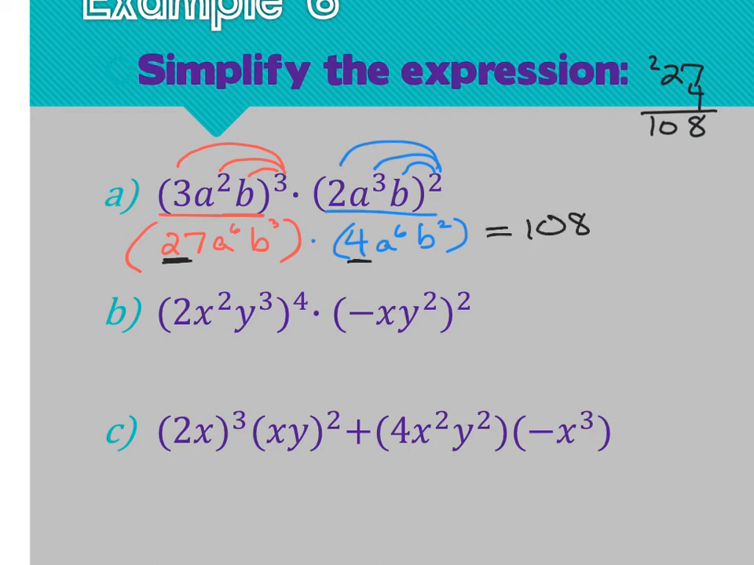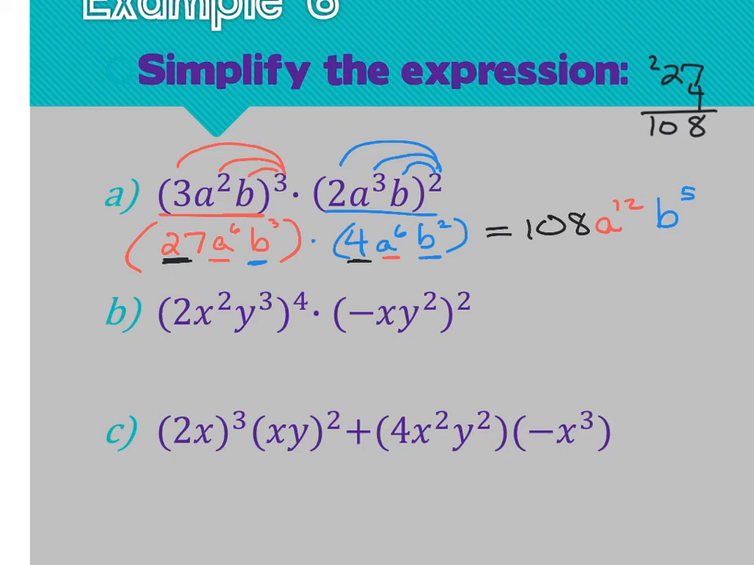Go back, add your A's. 6 plus 6 is 12. And then add your B's. 3 plus 2 is 5. So you're multiplying coefficients, but adding the variable exponents.